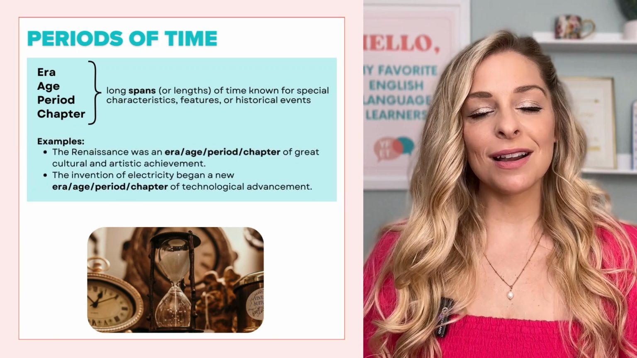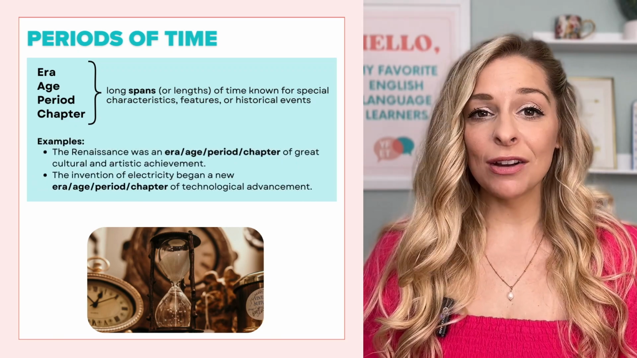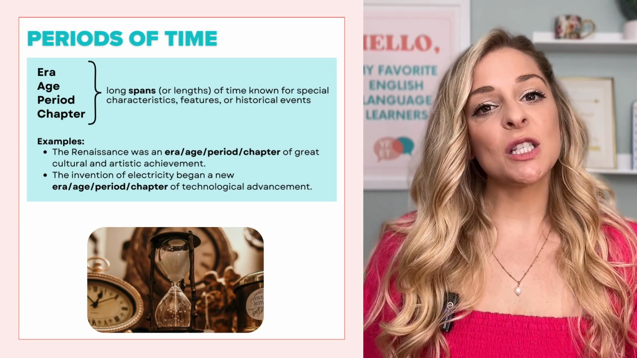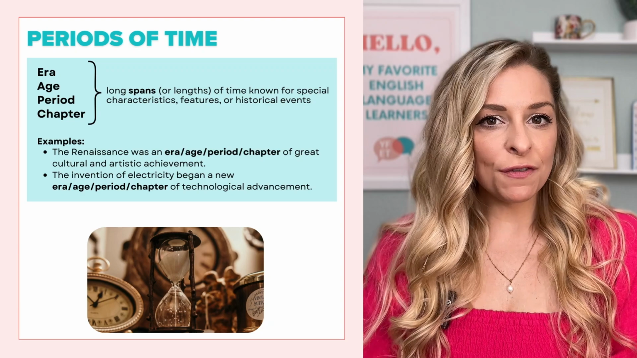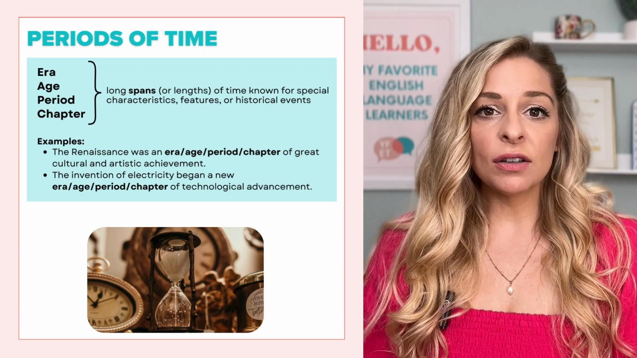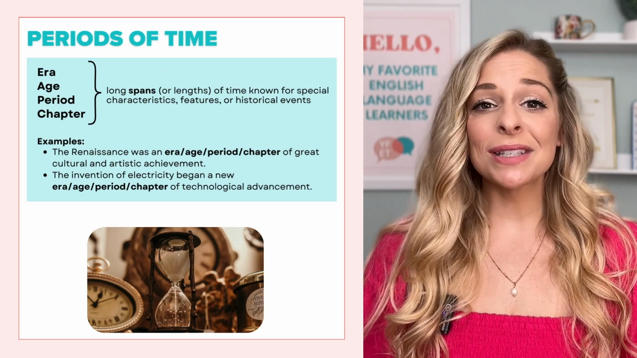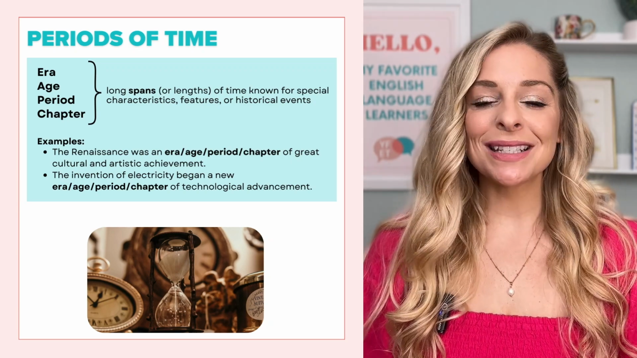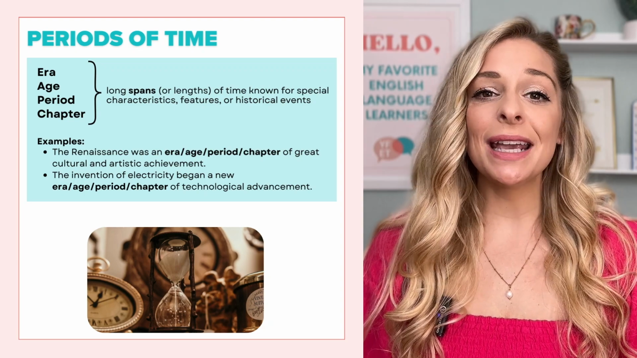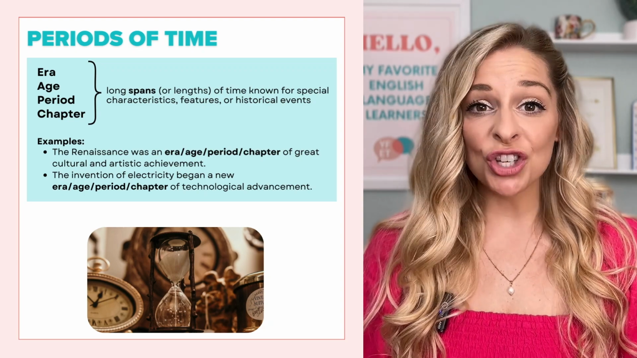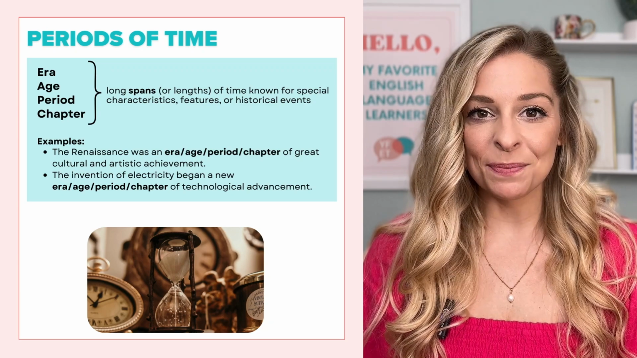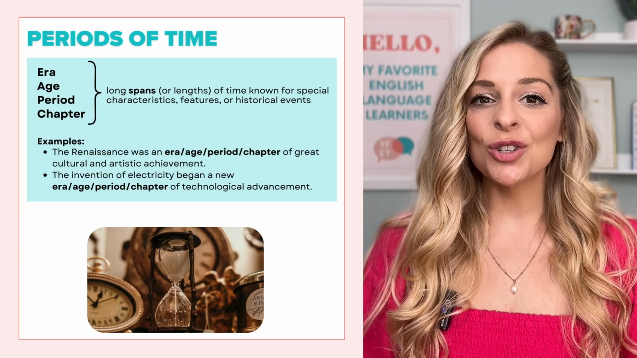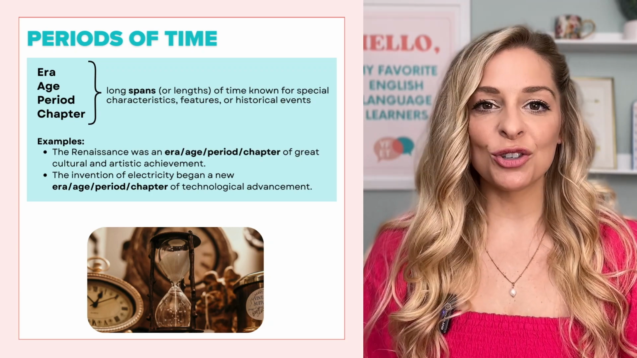For example, the Renaissance was an era, age, period, or chapter of great cultural and artistic achievement. The Renaissance was a specific period of time known for the features or characteristics of art and renewed thinking. So we can use era, age, period, or chapter to refer to that period of time. Or we can say the invention of electricity began a new era, age, period, or chapter of technological advancement.